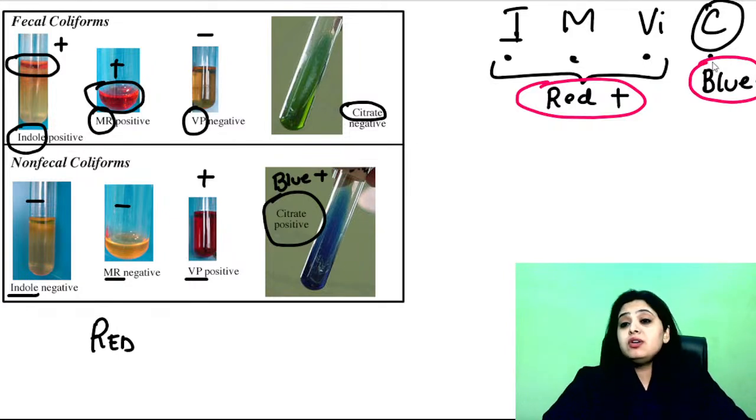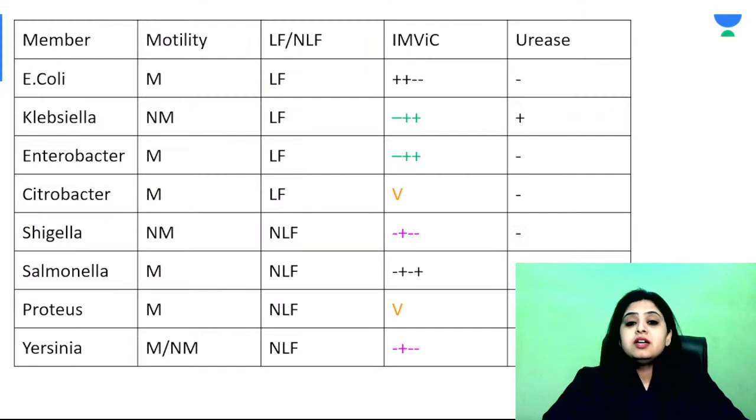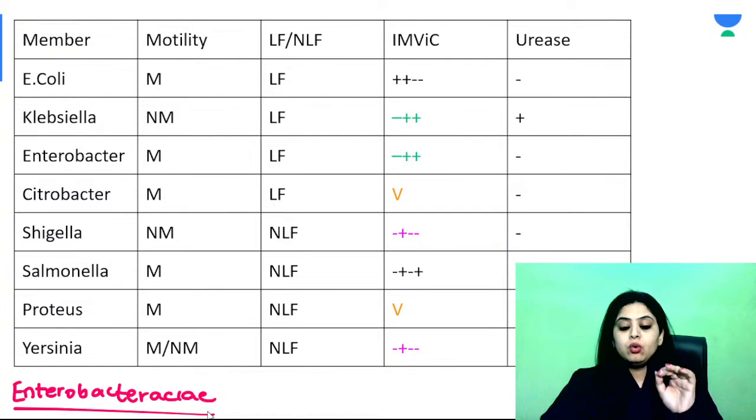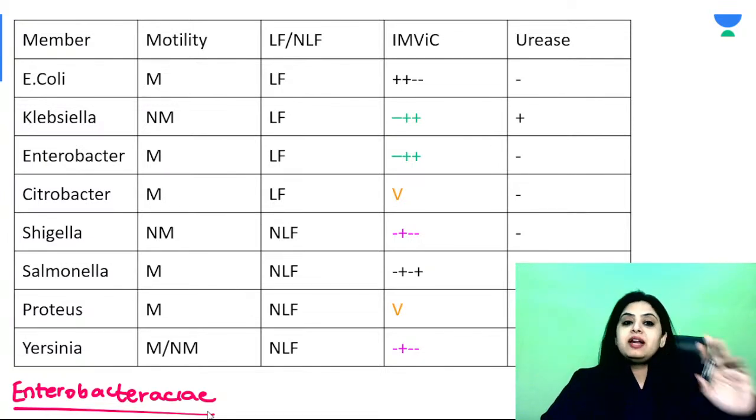Now there's a long table which you might have seen in your books, which is always so difficult to learn. Have you seen this? We'll be doing that once again, don't worry. So E. coli, Klebsiella, Enterobacter, Citrobacter, Shigella, Salmonella, Proteus, Yersinia. What family am I talking about? I am talking about the Enterobacteriaceae family. Just have that faith in me. Whatever I am making you learn, remember only that much. Do not learn this entire table because you'll end up forgetting.